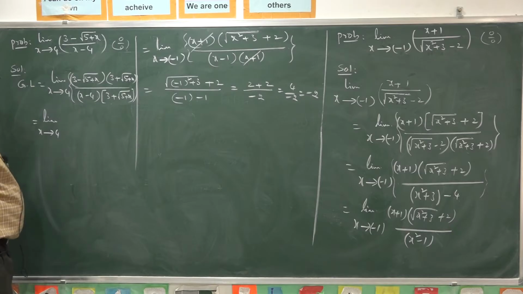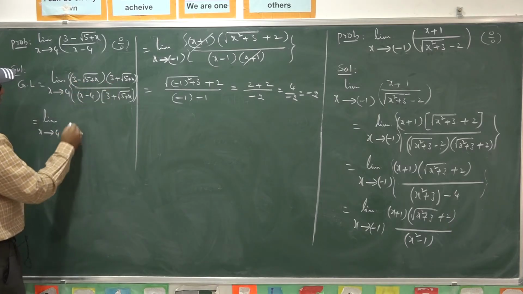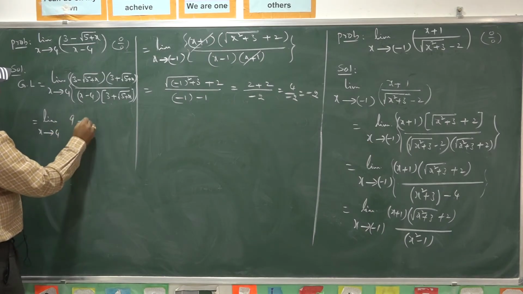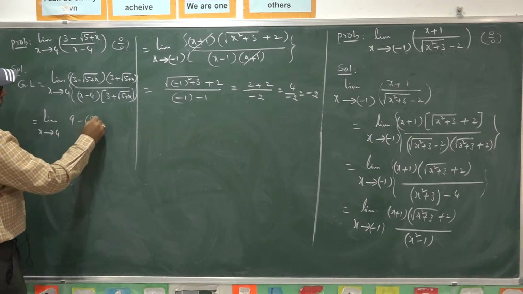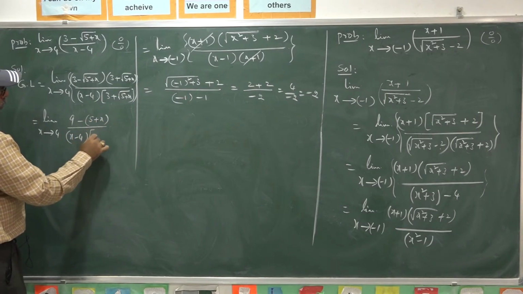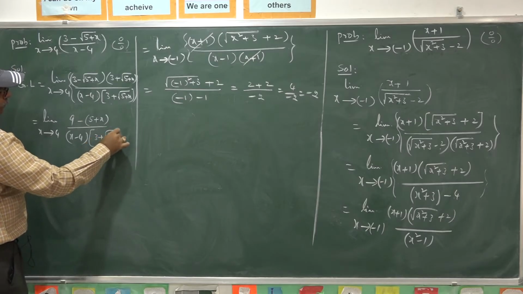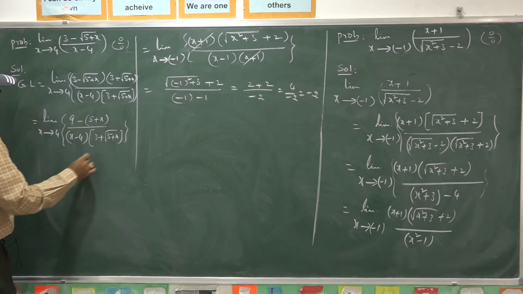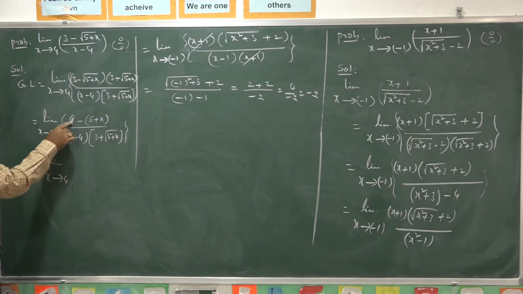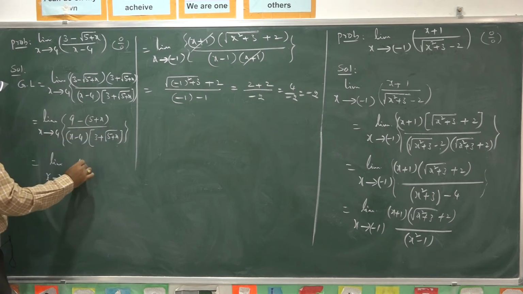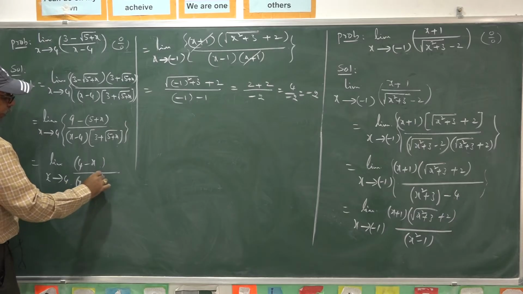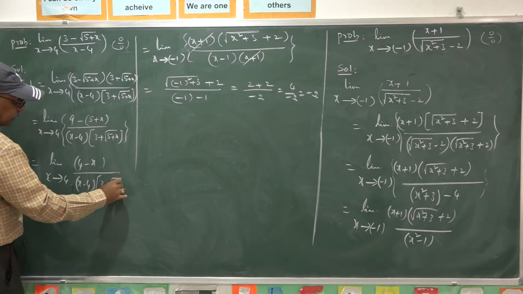Then here the numerator is of the form (a plus b) into (a minus b), which gives us a square minus b square, that means 3 square is 9 minus (5 plus x), divided by (x minus 4) into (3 plus root of 5 plus x). Clearly the numerator becomes 9 minus 5, that is 4 minus x, divided by (x minus 4) into (3 plus root of 5 plus x).